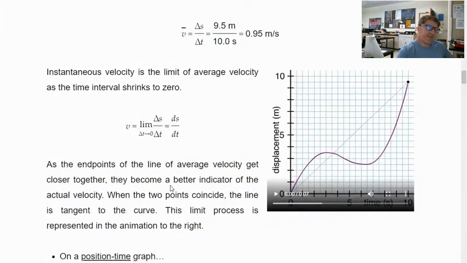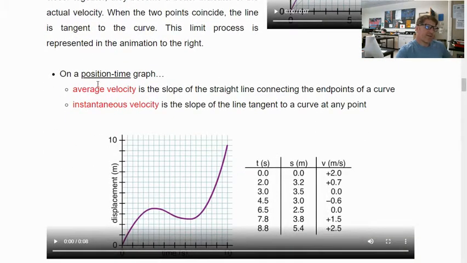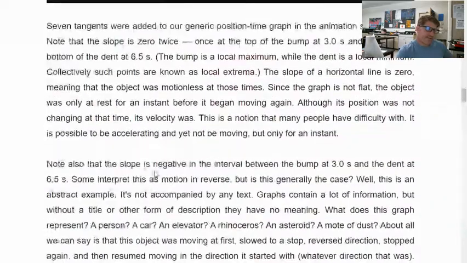And then you can see some videos on it. This gets into some calculus. You don't have to worry about this, so you can skip over this part. Again, looking at a position versus time graph.